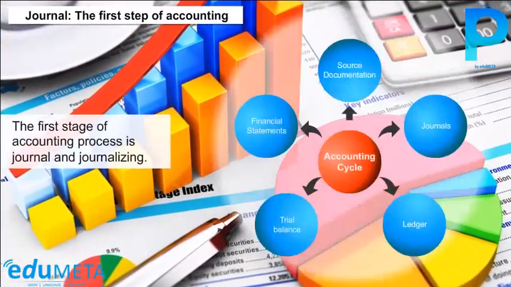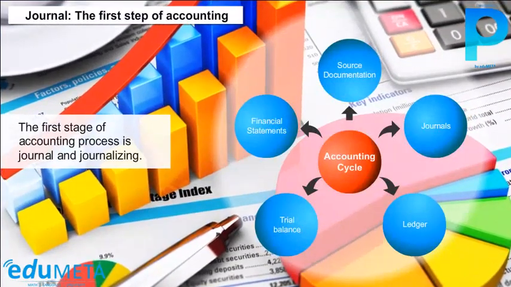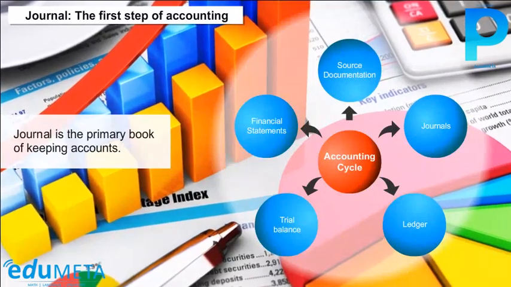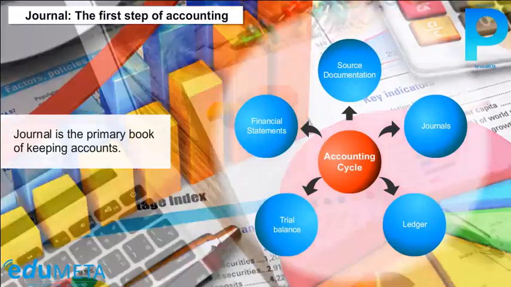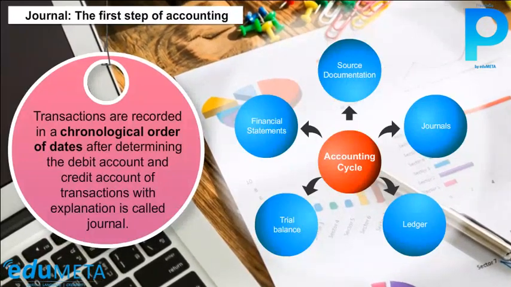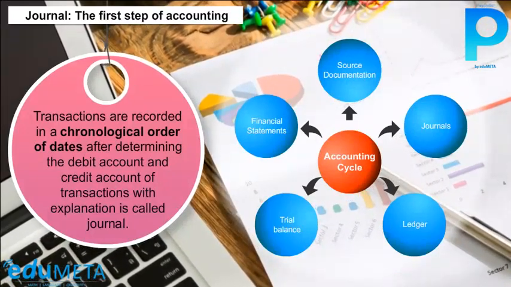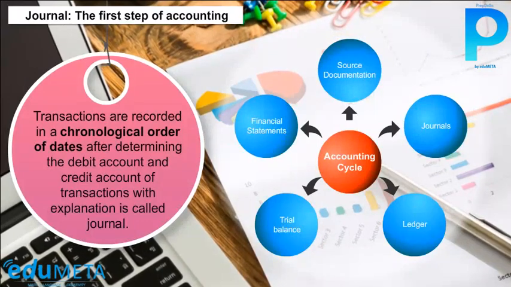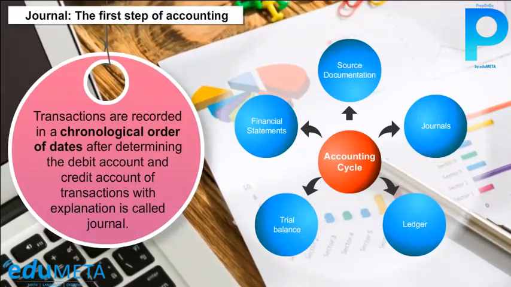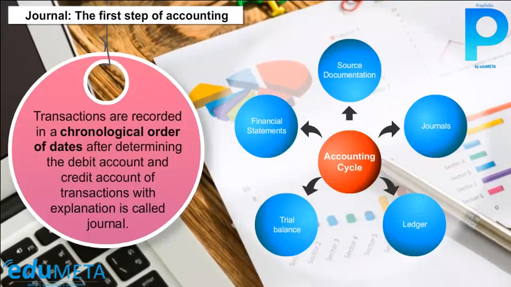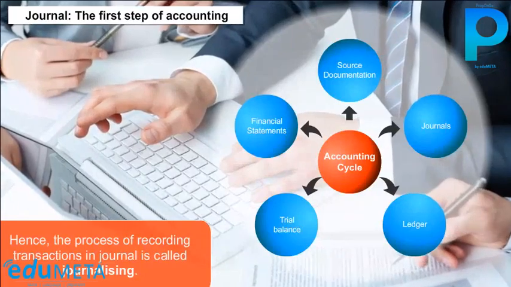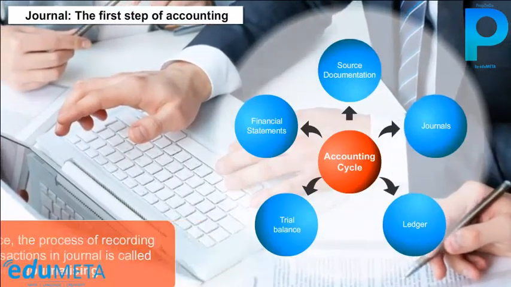Journal. The first step of accounting. The first stage of the accounting process is journal and journalizing. Journal is the primary book of keeping accounts. The book wherein the transactions are recorded in chronological order of dates after determining the debit account and credit account of transactions with explanation is called journal. Hence, the process of recording transactions in the journal is called journalizing.